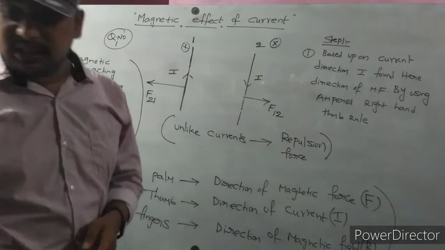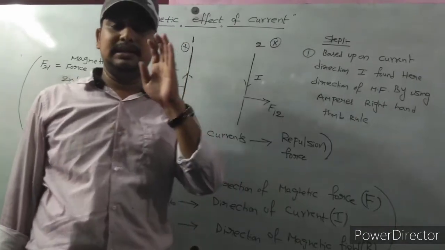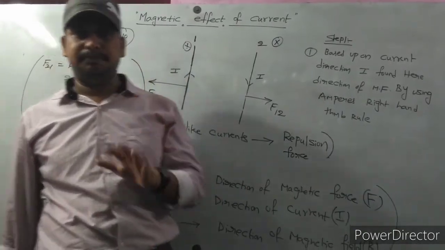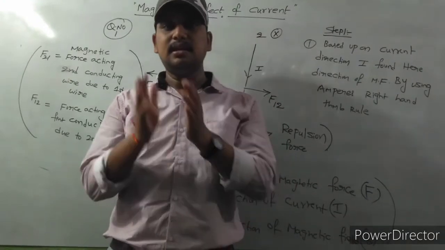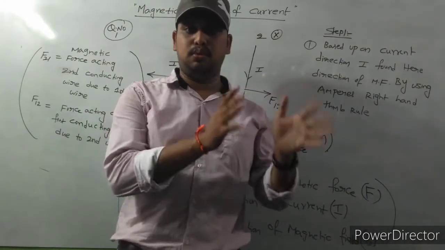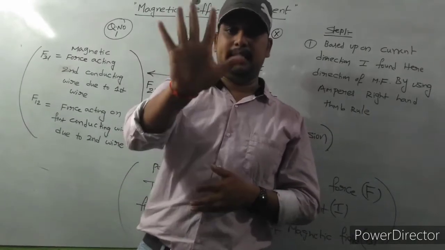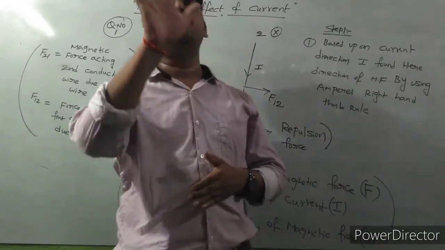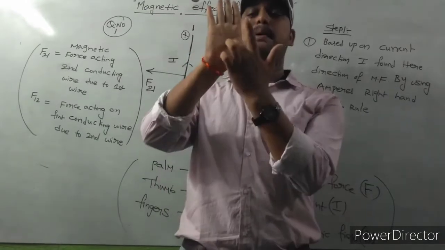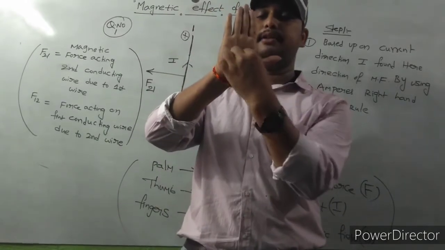I will recapitulate this concept one more time. Please observe carefully step by step. Fleming's right hand palm rule. The name itself says right hand, palm rule. That means the palm indicates the direction of magnetic force.